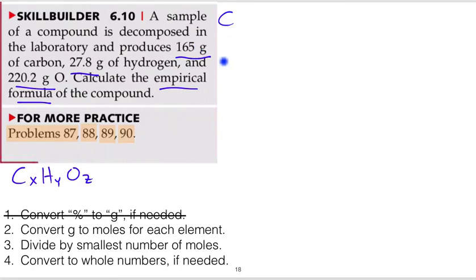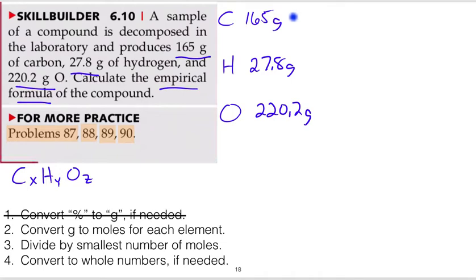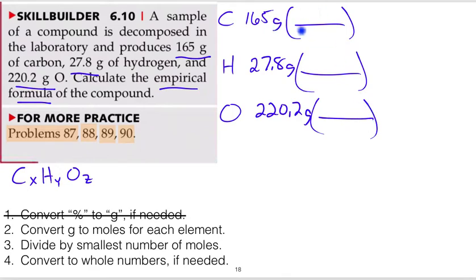So I have carbon, hydrogen, oxygen, 27.8 grams of hydrogen, 220.2 grams of oxygen. Calculating moles, I'm going to divide by the average atomic mass. It's on the periodic table for each one. And I'm going to add the units here just to emphasize what I'm doing.